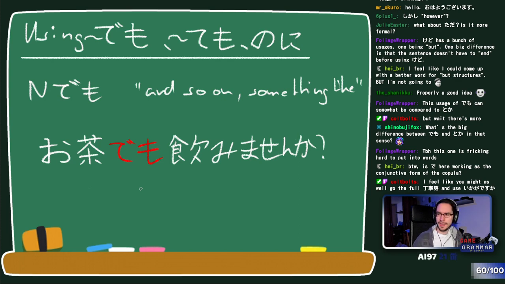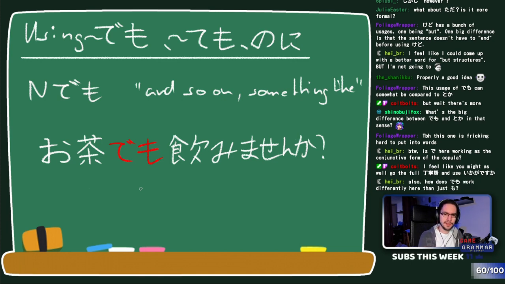Demo is a bit weird. It's much easier to always just think of demo as one particle rather than thinking of a de plus mo, because that just makes everything more complicated. There are sometimes cases where dissecting things helps. How does demo work differently here than just mo? Well, mo would just be inclusive. So that would be, ocha mo nomimasenka. Would you also like to drink tea? That sounds like you're already drinking something else, right?